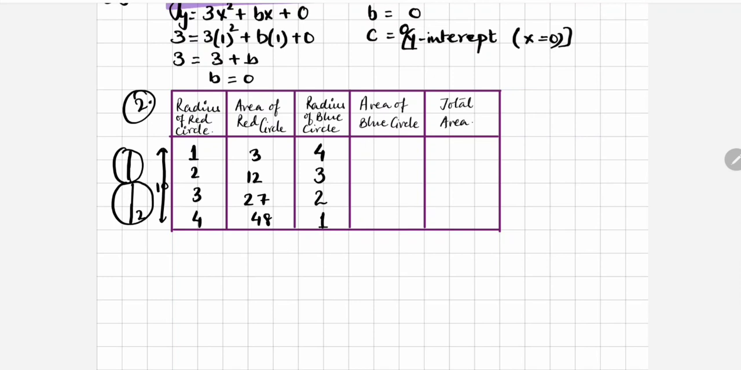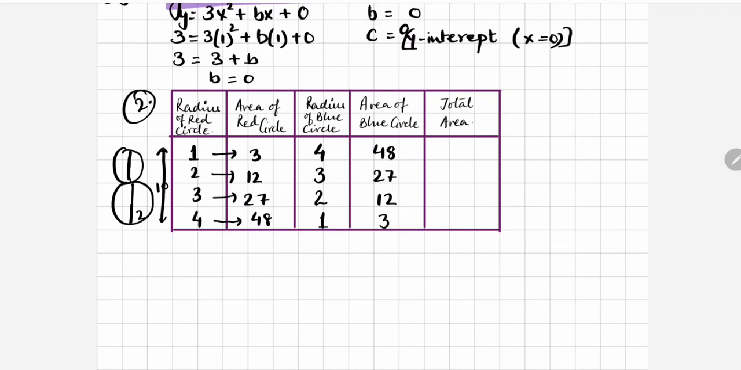We already have calculated the areas of these. So when radius was 4, the area was 48. When radius was 3, the area was 27. 2 was 12. 1 was 3. I hope this is making sense. Yeah. Now next is your addition.